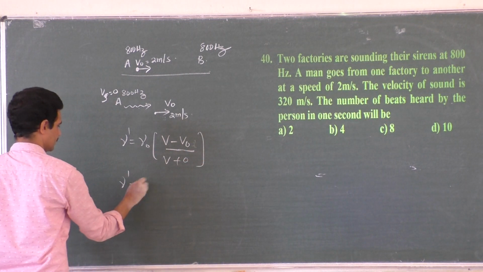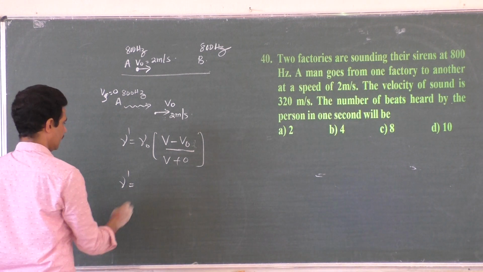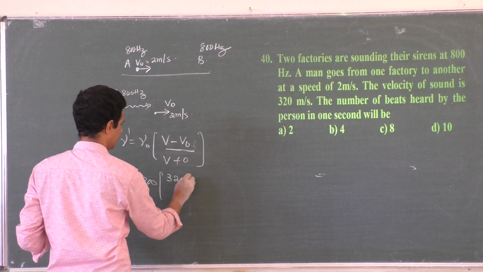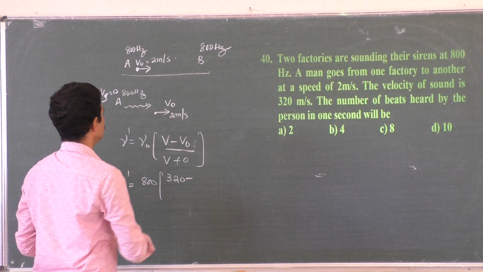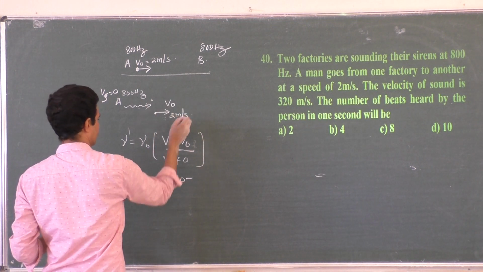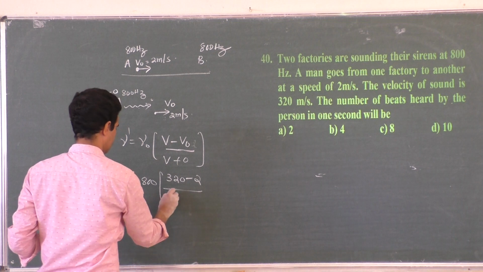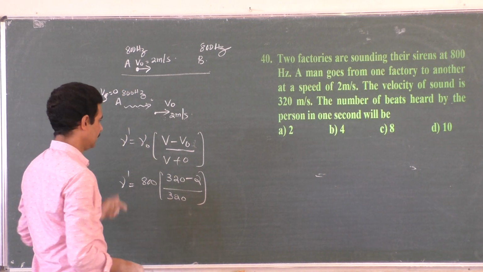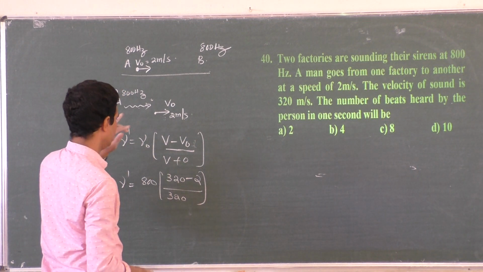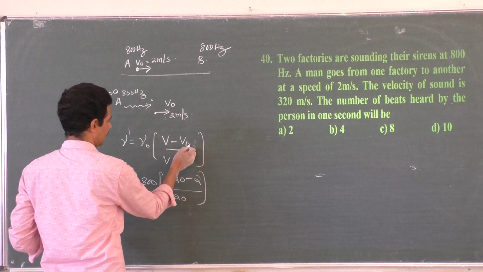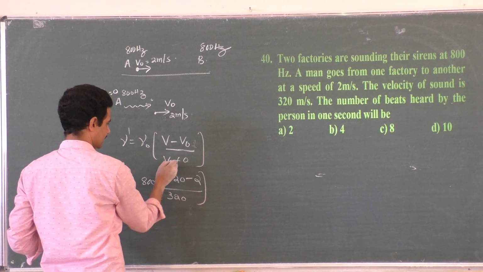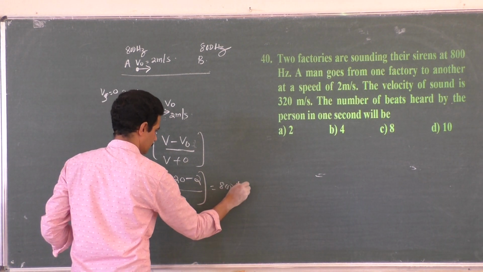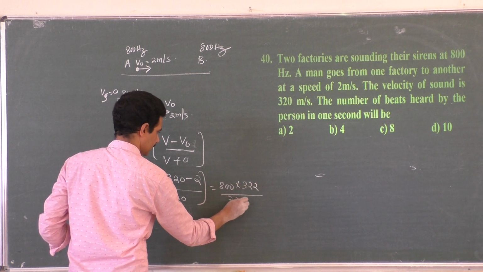So nu dash is equal to nu naught 800 into velocity of sound 320 minus observer 2 meters per second, divided by 320, correct? 320 minus 2 by 320. This should be heard less, isn't it? He is moving away, so it should be heard less, because the numerator is less and the denominator is more. So 800 into 322 by 320.